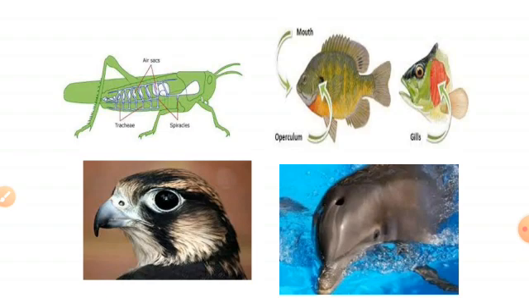Feeding habits in animals. All living things need food to grow, to get energy, and to stay healthy. Different animals eat different foods. Their body and mouth parts are suitable for different eating habits.